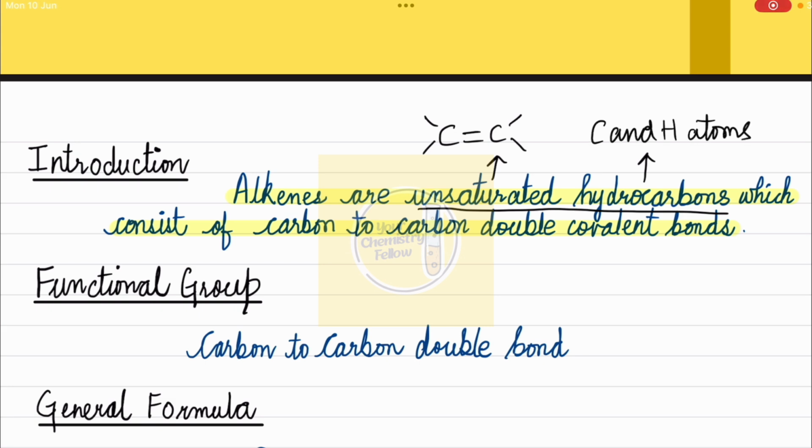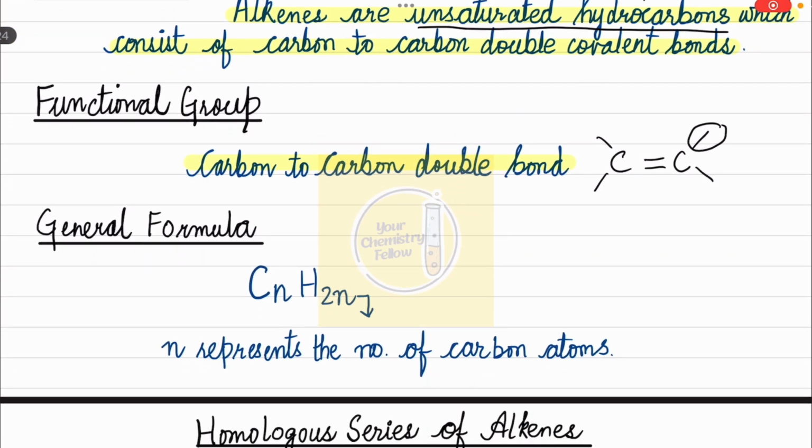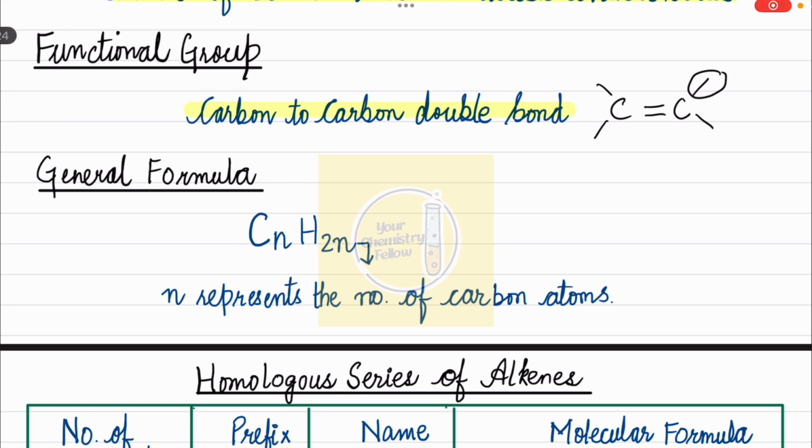The functional group for alkenes is the carbon to carbon double bond, which is represented as two lines between the two carbon atoms with the extension bonds. These extension bonds show that these carbon atoms are attached to other atoms in order to complete their valence shell. The general formula for alkenes is CnH2n, where n represents the number of carbon atoms in a compound.